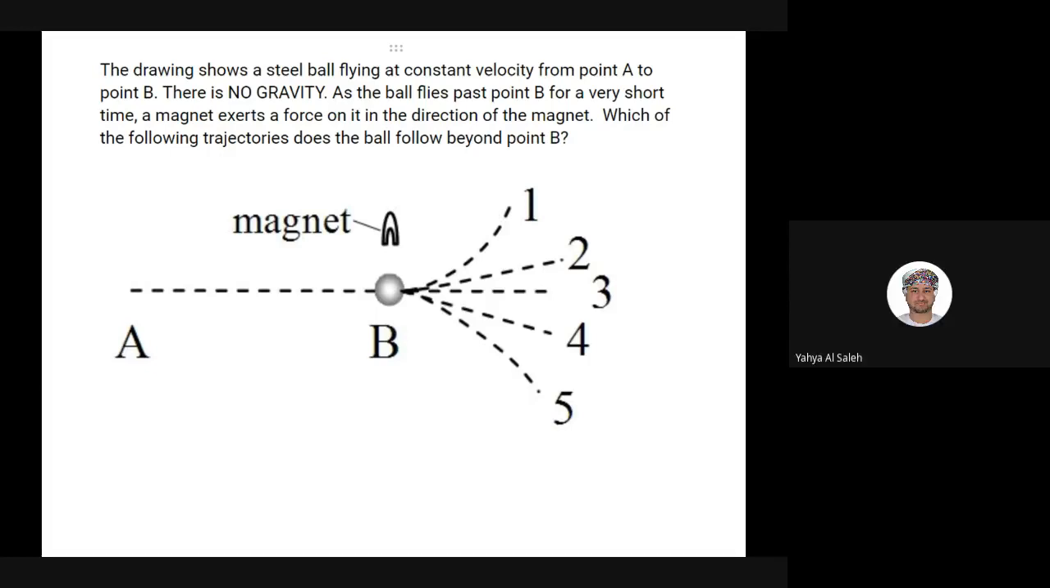Let's look at a question similar to the one we did before. The drawing shows a steel ball flying at constant velocity from point A to point B. There is no gravity. As the ball flies past point B for a very short time, a magnet exerts a force on it in the direction of the magnet. Which of the following trajectories does the ball follow beyond point B?